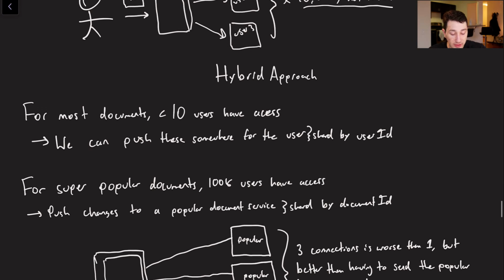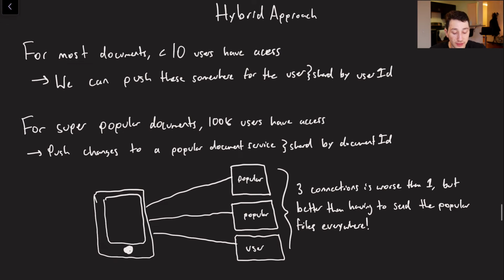And so as a result, similarly to Twitter, what we can end up doing is opting for a hybrid approach. The majority of the documents or files in our system are going to have very few users that care about them. As a result, when we see changes to that file, we can push it to all of the given users that we need to. That's going to keep things nice and easy. However, for super popular documents or files, many different users are going to have access. So it would be better if we could just push those files to one place, and then all of the users could connect to that.